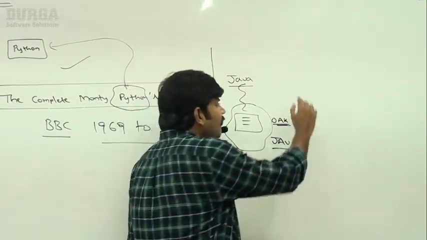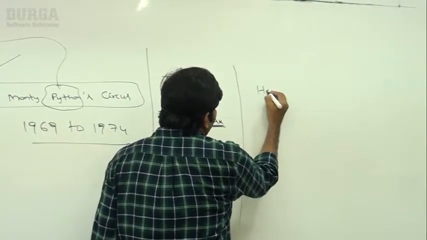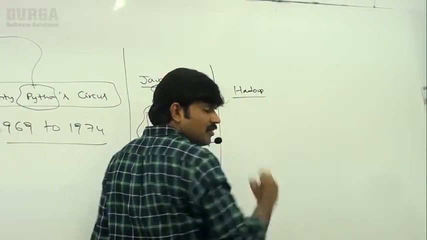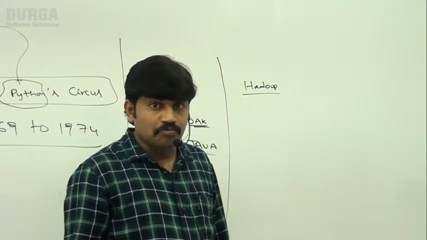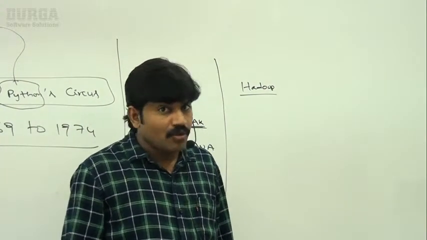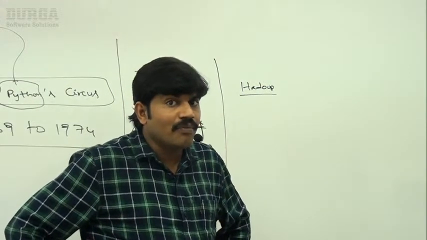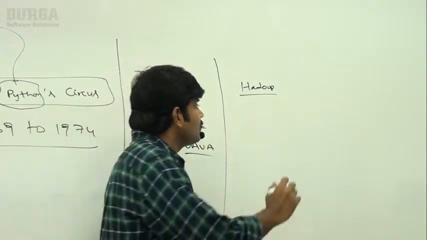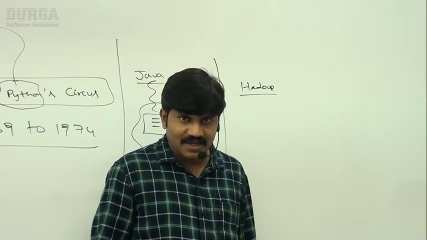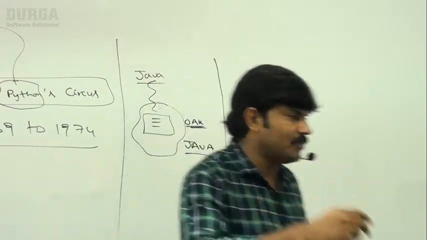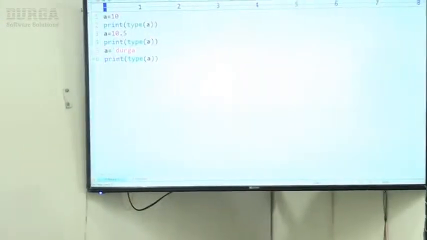Next, somewhere you may have heard about Hadoop, big data. What is the logo for Hadoop? The logo for Hadoop is something like a yellow elephant with a cap. Correct or not? A yellow elephant with a cap. Some people may not be aware.